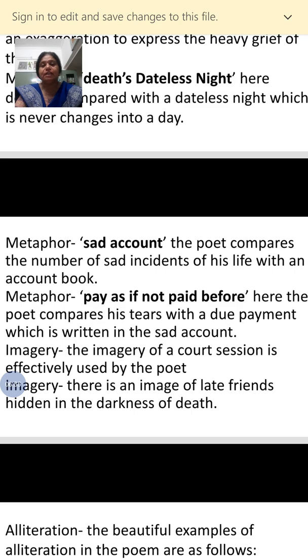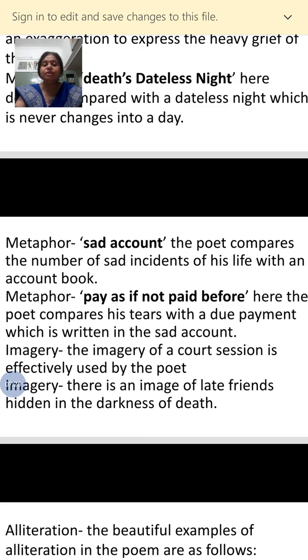He says that he opens the pages of this sad account and one by one he remembers all his sorrows. Again there is a metaphor, pay as if not paid before. Here the poet Shakespeare compares his tears with the due payment which is written in the sad account. Now here one more thing is to be noticed, that this sad account is very paradoxical.